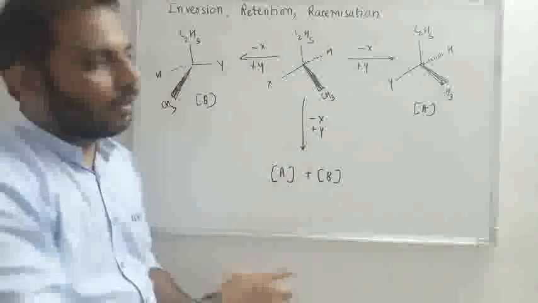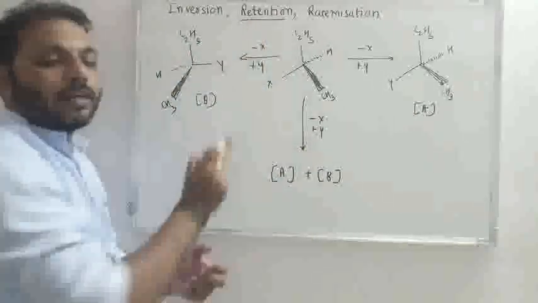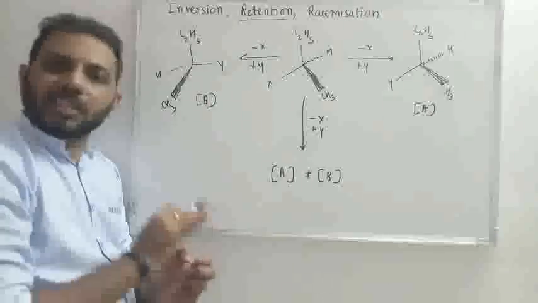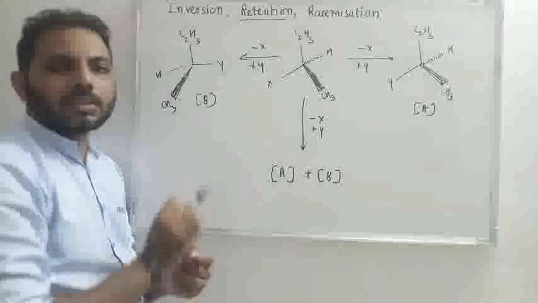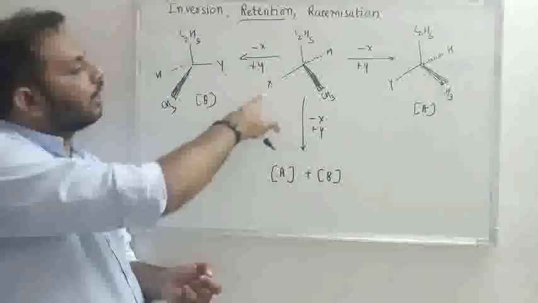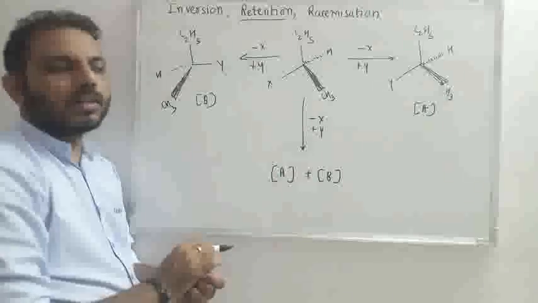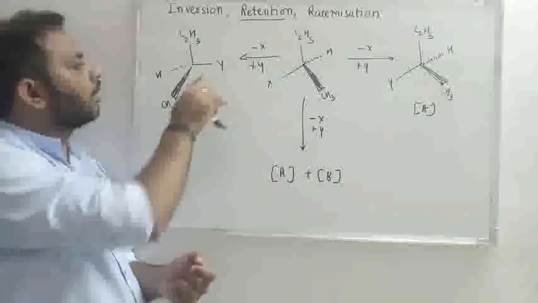So we can say that for compound A, retention has taken place. If there is no change in position, we can say that it is a retention reaction. Now look at this reaction. Here substitution of x has been done by y. So instead of x, y has come, right?